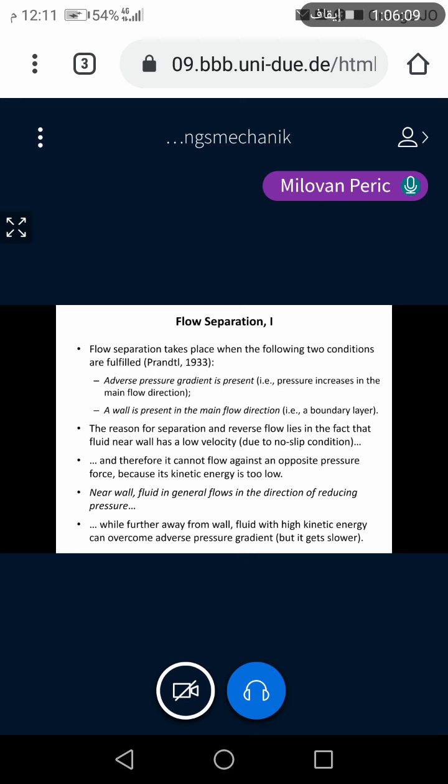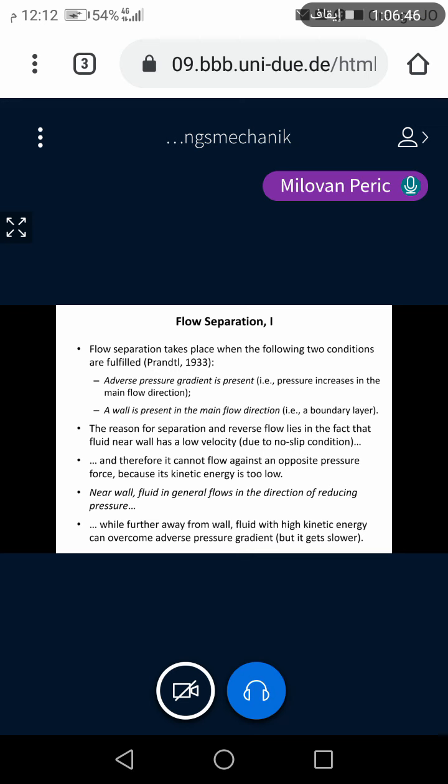And if you remember the Navier-Stokes equation, you see it contains the minus dP by dx, let's say. So if the pressure is increasing in the flow direction, that means that you have a force which is acting in the opposite direction to flow, and it is tending to slow the flow down. And then the separation will only happen if another condition is fulfilled, and that is that there is a wall which is adjacent to the flow in the flow direction.